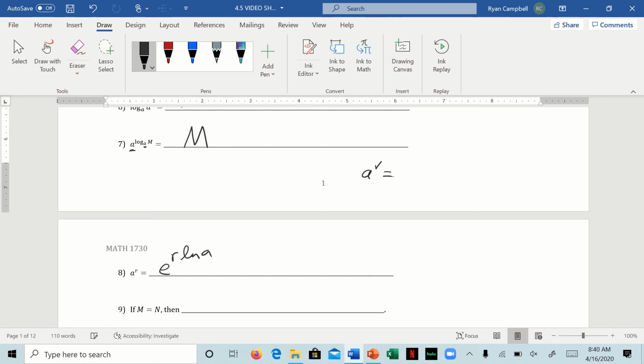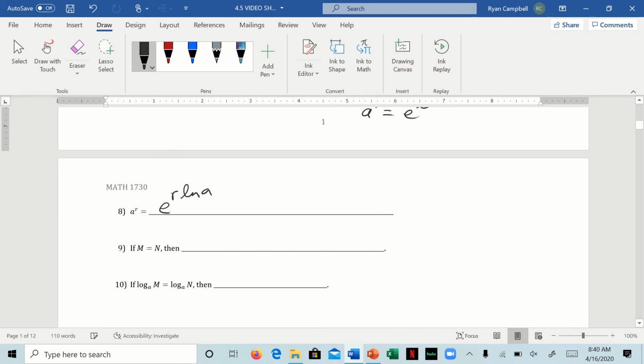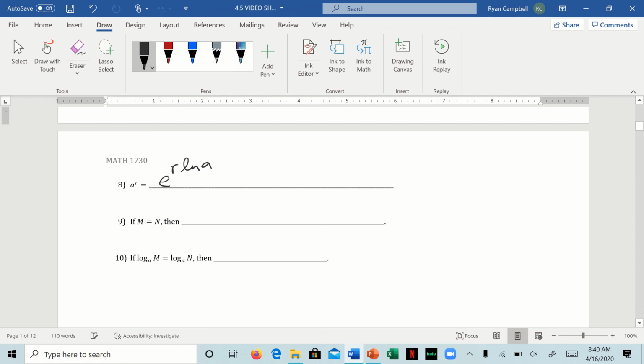If you notice, if we have a to the r, that's the same as e to the ln of a to the r, right? Because remember, natural log is base e, so e and e are going to cancel, and you'll just have whatever you're taking the logarithm of. And then, of course, if you have what you're taking the logarithm of raised to a power, you can just bring it out front. So that's how we get this. Again, not going to be super helpful in this class. It's probably more for if you move on to calculus.